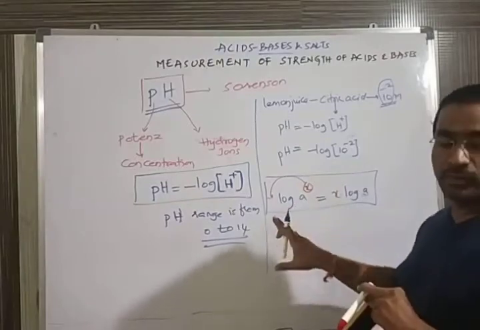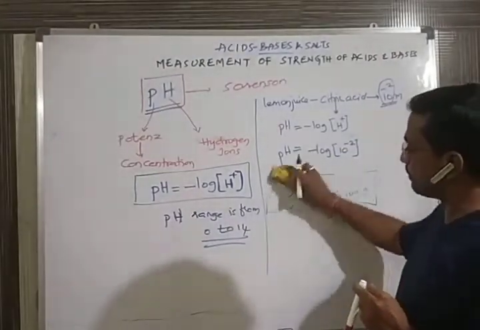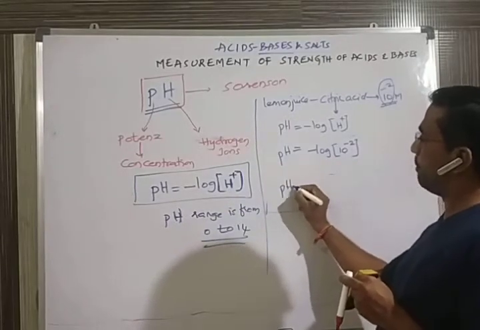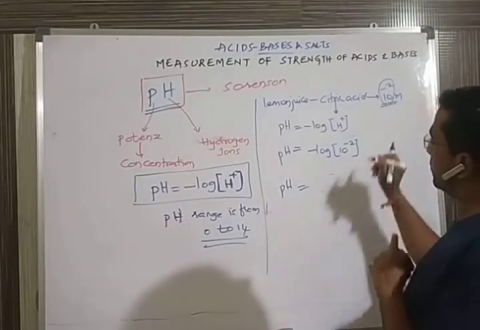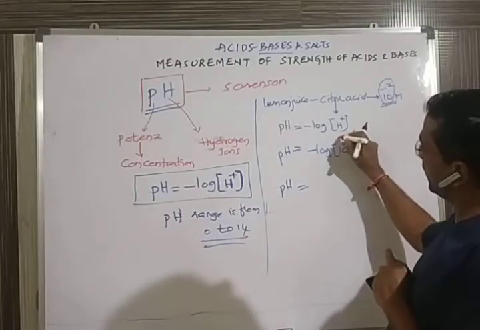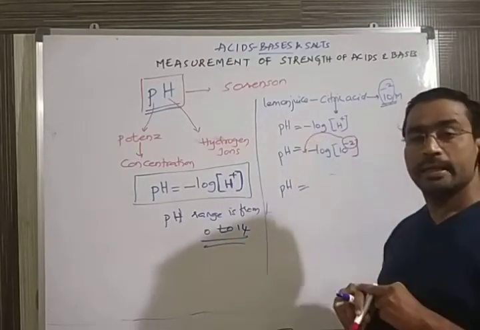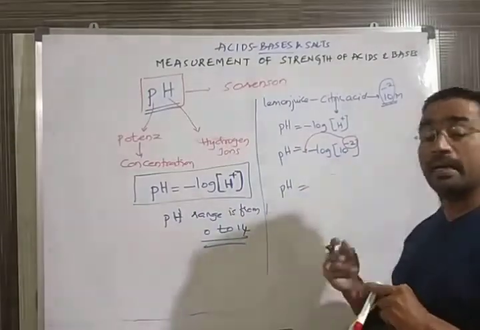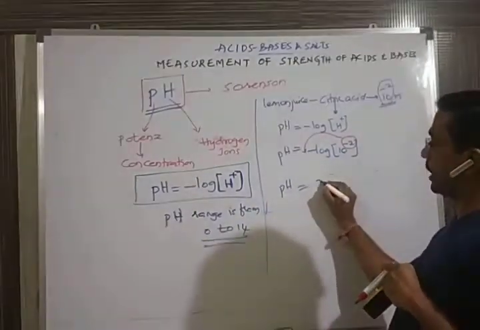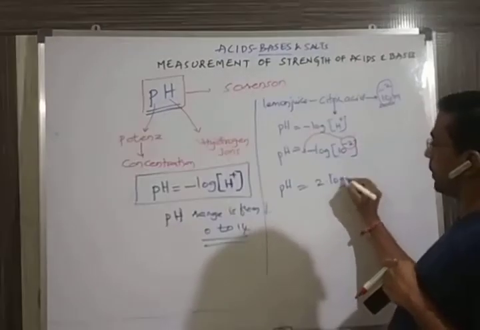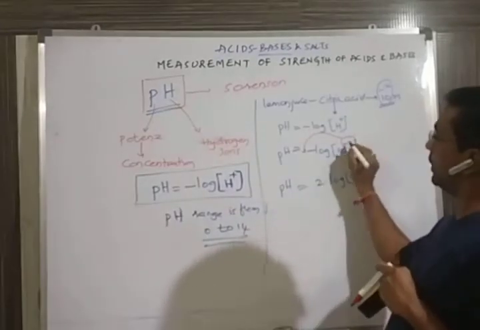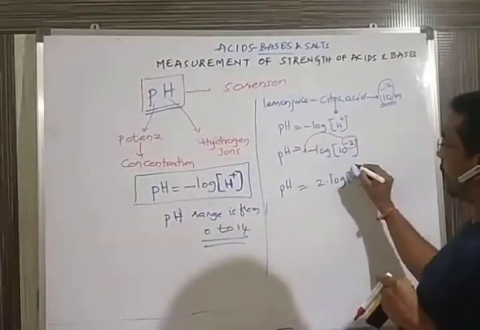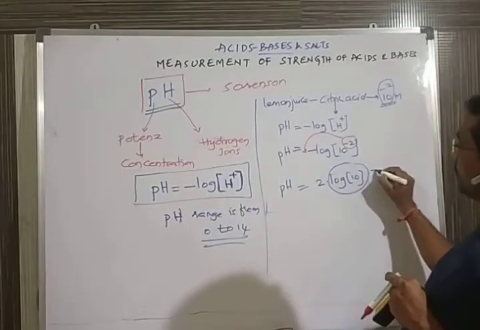Using the same maths, I will write this here. The pH will become equal to this minus 2 coming forward. It comes forward, so it becomes minus, and since a minus is already there, minus and minus give plus. So in total it becomes 2 into log 10. And the log 10 value will be equal to 1.